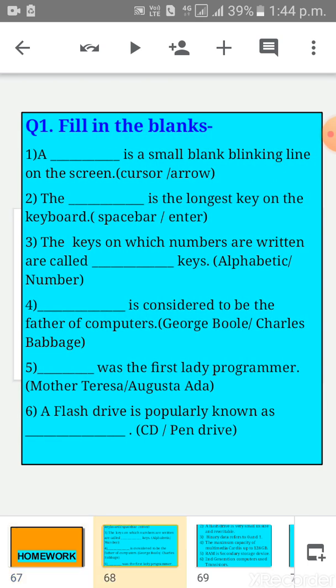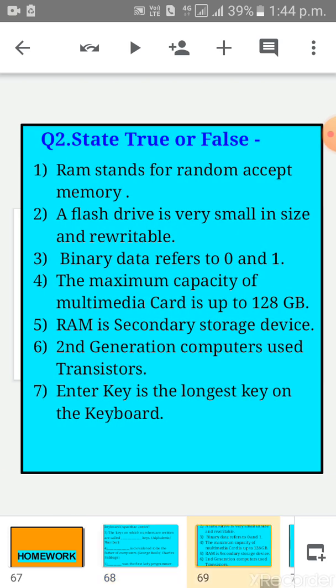Question number 1 is fill in the blanks. Children, fill all the blanks from the options given below. Question number 2, state true or false. Children, write T if the statement is true and write F if the statement is false.